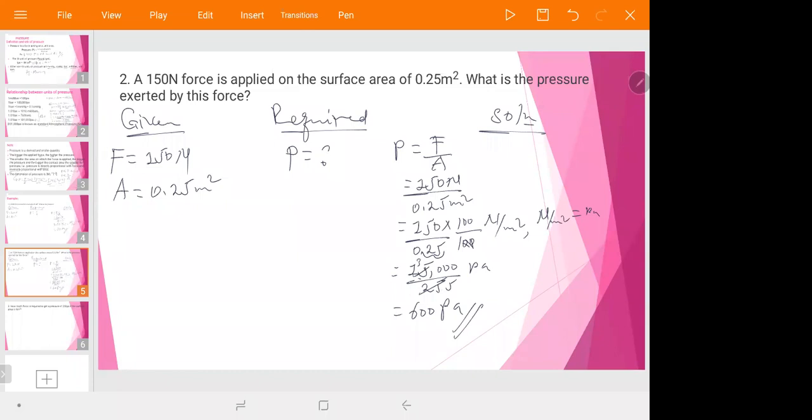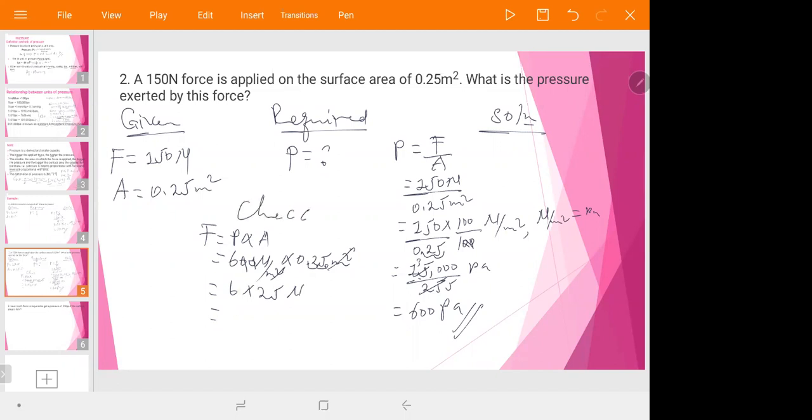For example, from this one, you can check for force. Force is equal to pressure times what? Area, isn't it? What is your pressure? 600 Pascal, that means Newton per meter square, times 0.25 meter square. Meter square is cancelled by meter square. When this zero cancels, the decimal point comes between 2 and 5. After the decimal point cancels, it becomes 6 times 25 Newton.